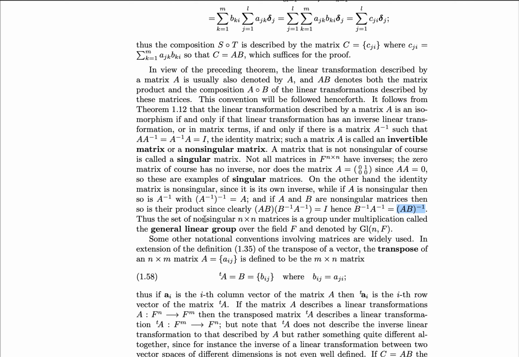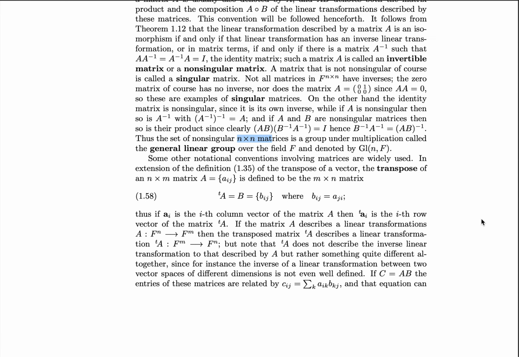Therefore, the set of non-singular n by n matrices is a group under multiplication because we've shown associativity, closure under multiplication, inverses, and so on. And so if you consider this set, and also the identity element, we have a group, which we call the general linear group over field F, and you write this as GL(n, F). That is, n refers to the size of the space you're considering, or namely, the size of the matrices you're considering.